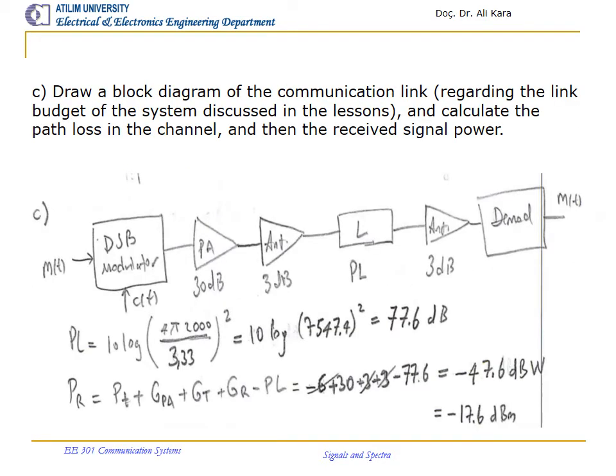Before doing this part, you may find it useful to read the question once again and understand how the communication system is set up. After you put the block diagram, it will be easier to write down the link budget. From this link budget, you should be able to calculate the path loss and received signal power.